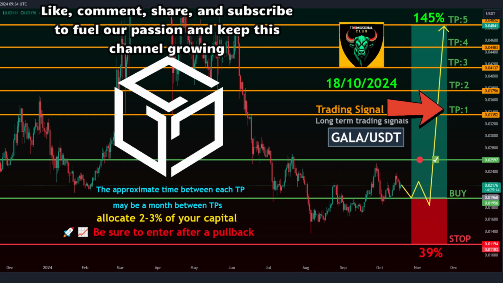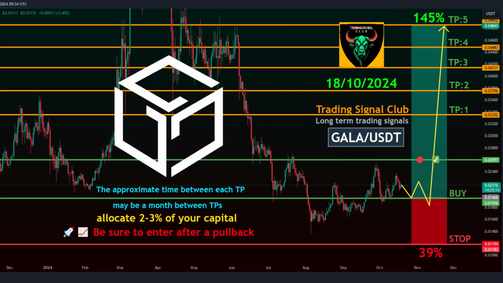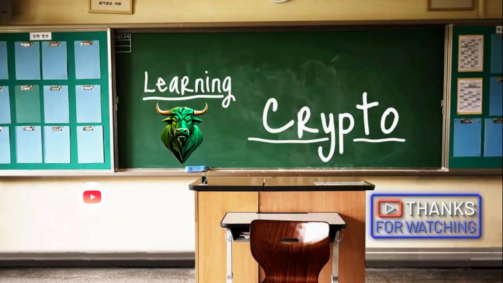Take profit targets. Target 1, 0.03352. Target 2, 0.03756. Target 3, 0.04137. Target 4, 0.04483. Target 5, 0.04852. Stop level, 0.01194.